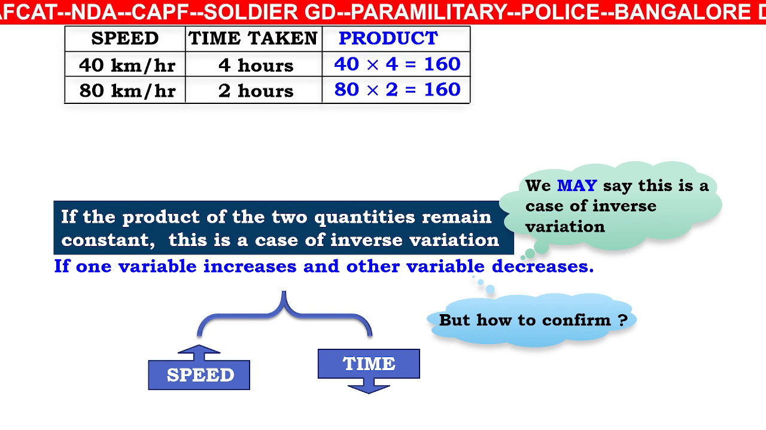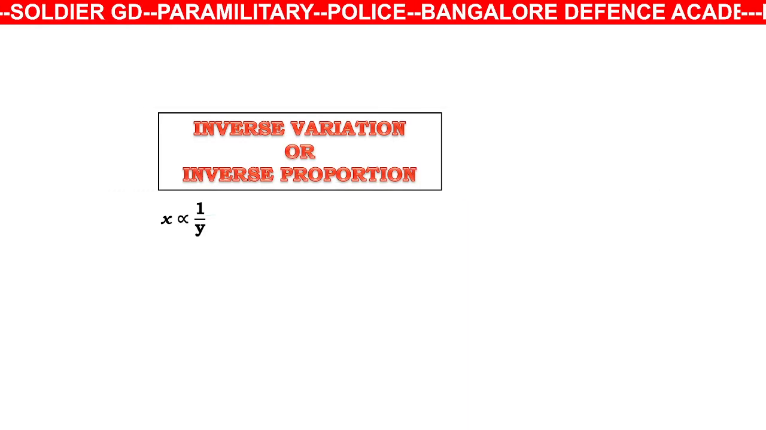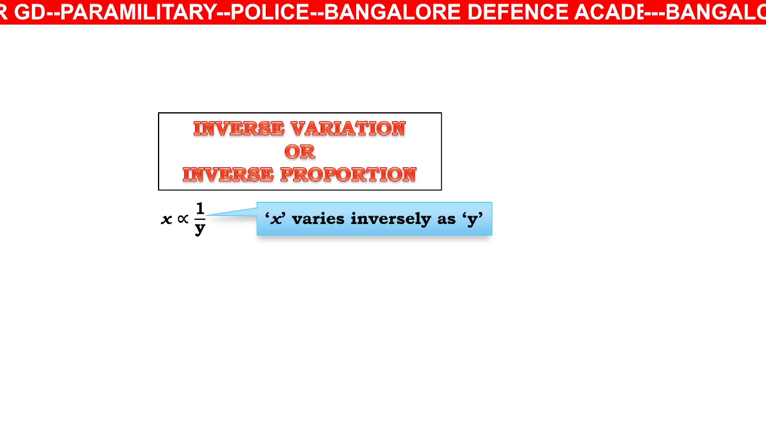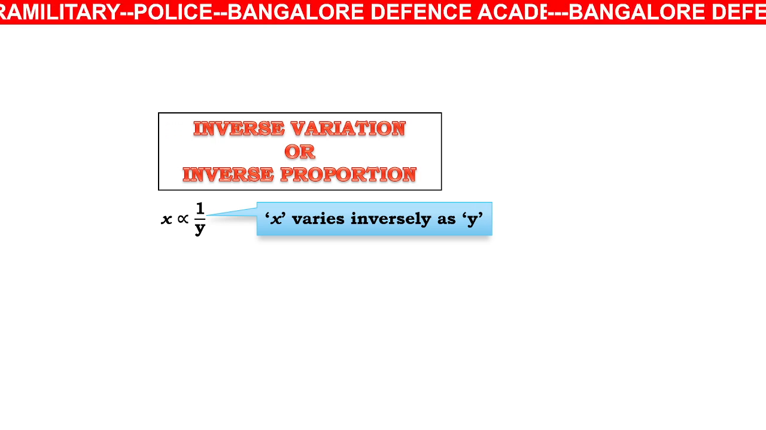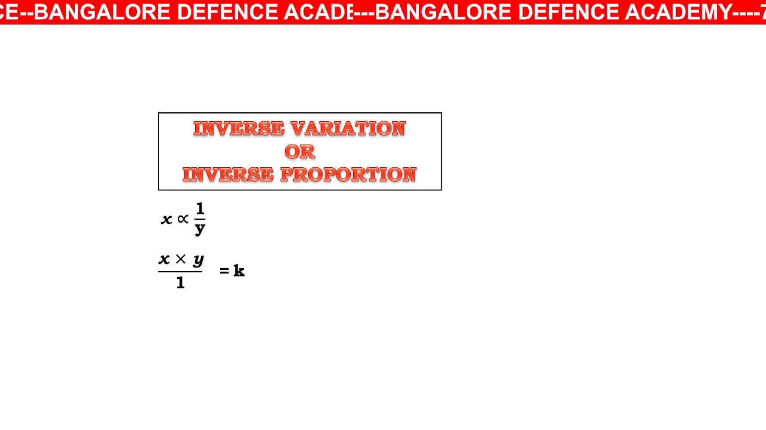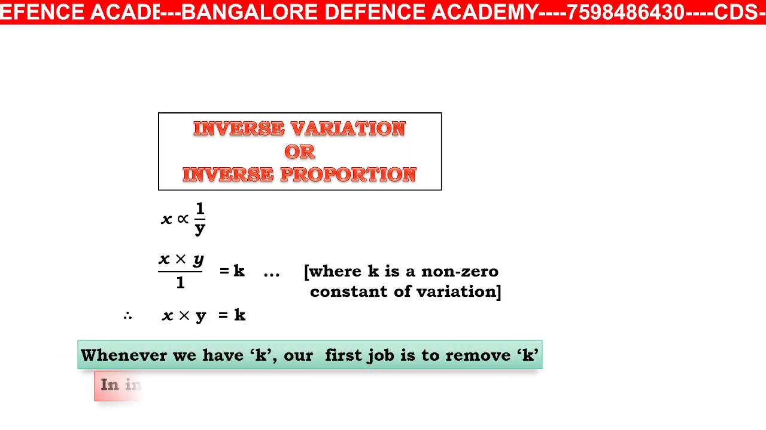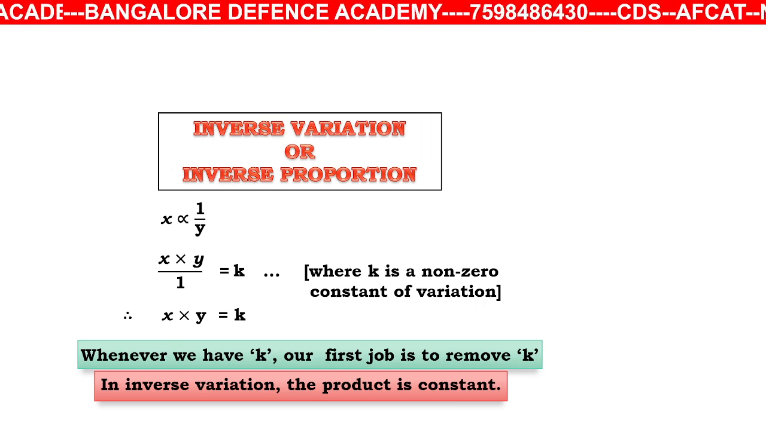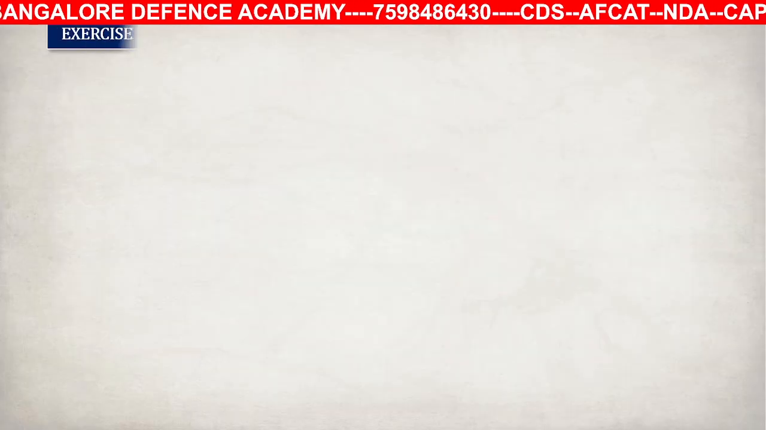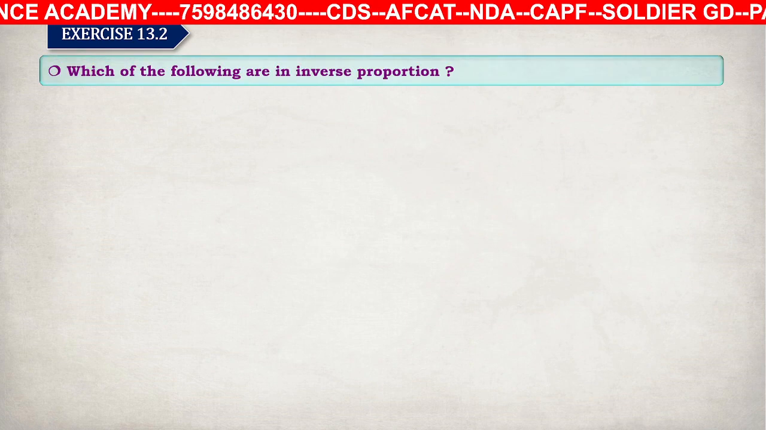In inverse variation, we are going to see the product will remain constant. Now I take x is inversely proportional to 1 by y. So I am going to take out this alpha sign, multiply it, and put it as k. So k is a constant, so x into y is always constant. So in inverse proportion, the product is constant. Now let us try to understand some questions and solve the inverse proportion questions.